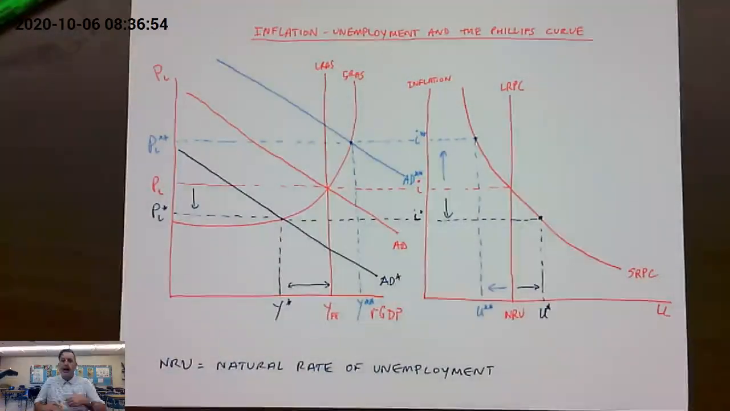All right, I'm going to put together a second video very quickly that basically explains what happens when we see a movement of short-run aggregate supply or long-run aggregate supply. So part one is movements of the aggregate demand curve and how that impacts. Okay, be right back.